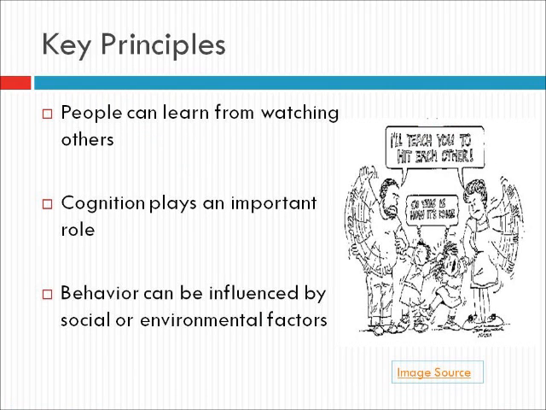Next, we are going to look at the key principles of the social learning theory. The first is that people can learn from watching others. For example, if you were to watch a friend getting burnt by touching the stove, you have learned not to touch the stove, or else risk getting burnt also.